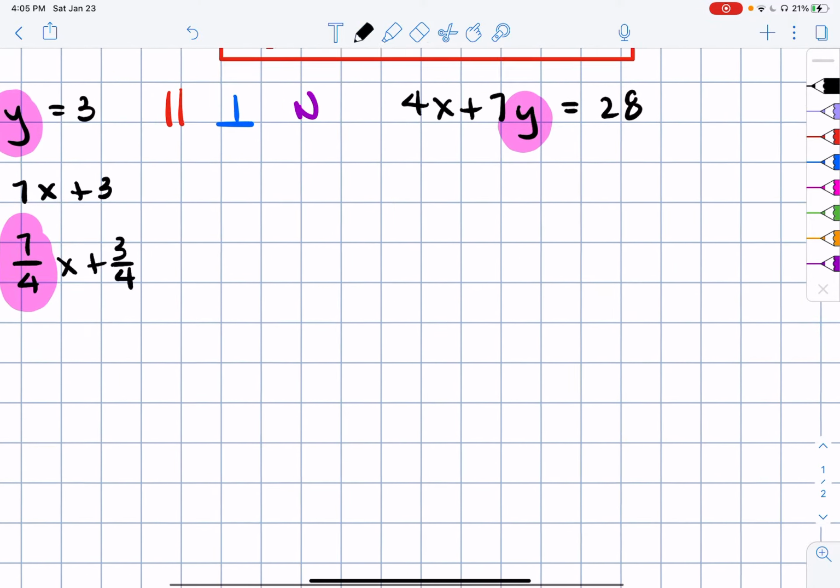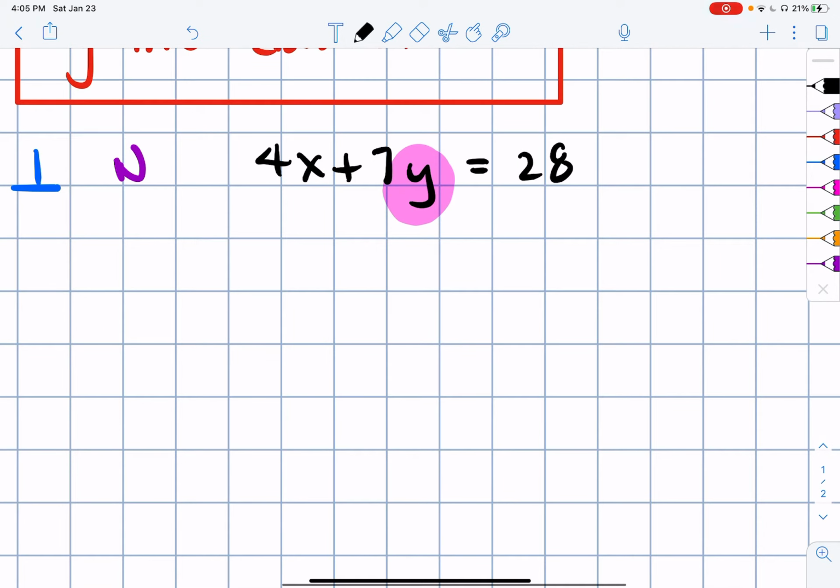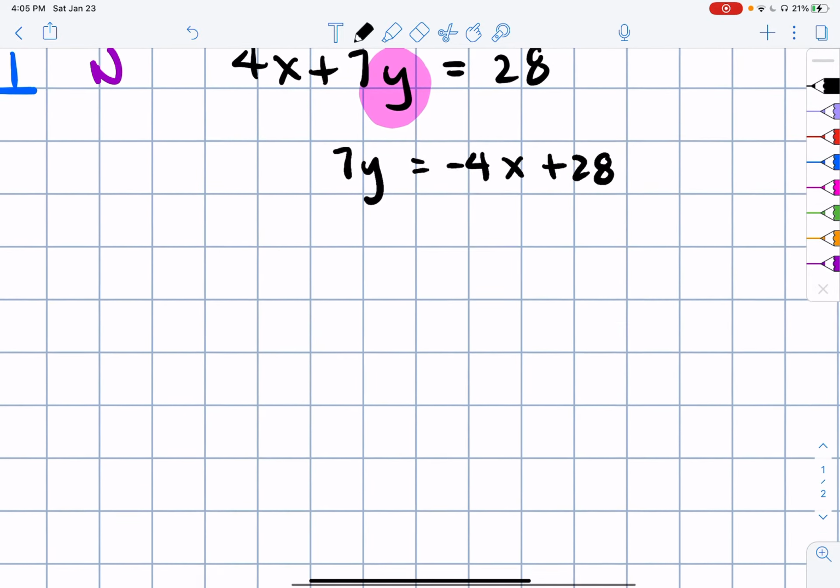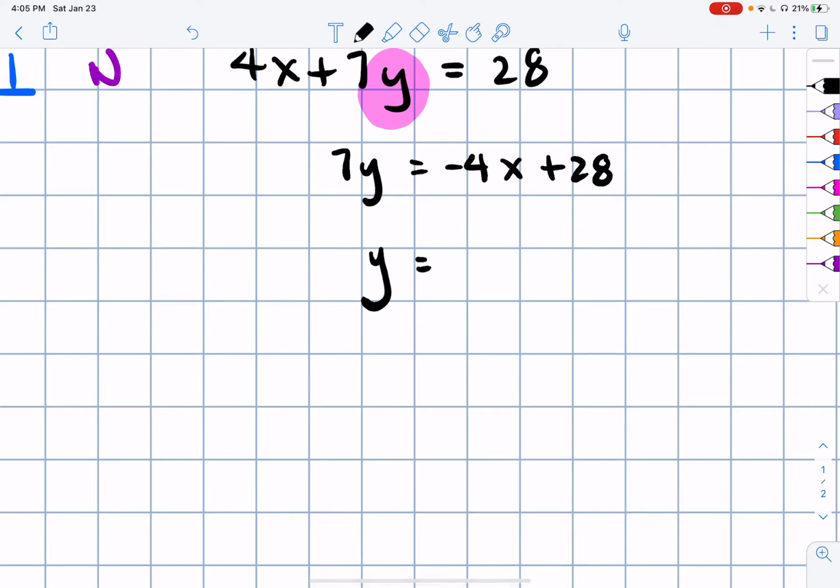Over here, same thing. I'm going to get y by itself, so I got to subtract the 4x over to the other side. So I'm going to get 7y is equal to negative 4x plus 28. I'm going to divide everything by 7. So what I'm going to have is y is equal to negative 4 over 7 x plus 4. So now this is my slope.